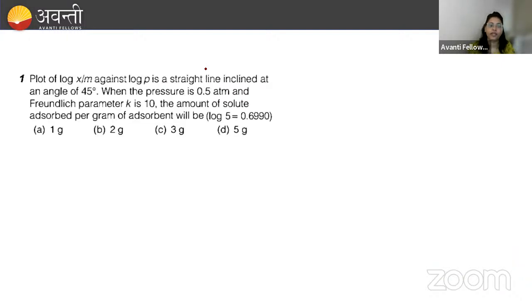now let's talk about the surface chemistry, okay. So here I have taken the first question for surface chemistry, that is when we plot a graph of log of x by m against log p, it is a straight line inclined at angle 45 degree. When the pressure is 0.5 atm and Freundlich parameter k is 10, the amount of solute adsorbed per gram of adsorbent will be.